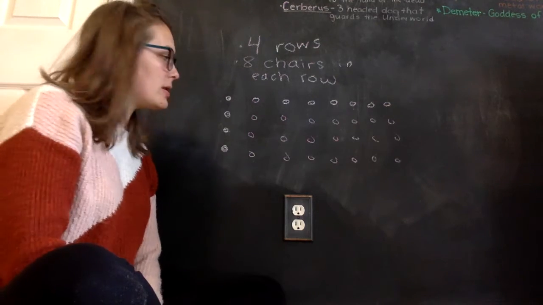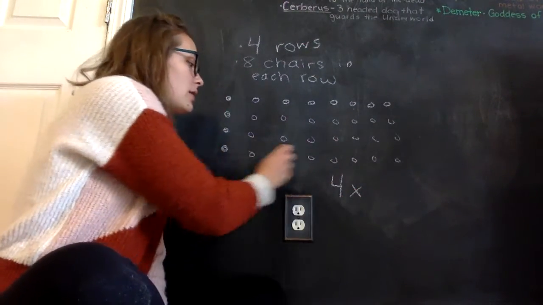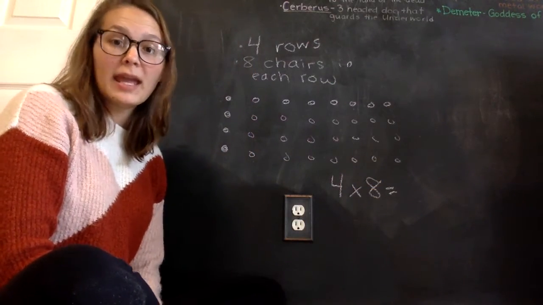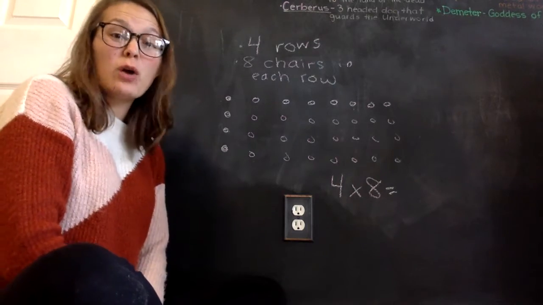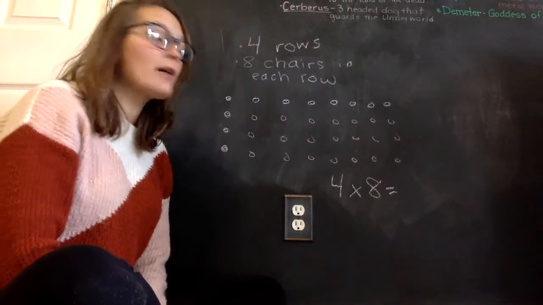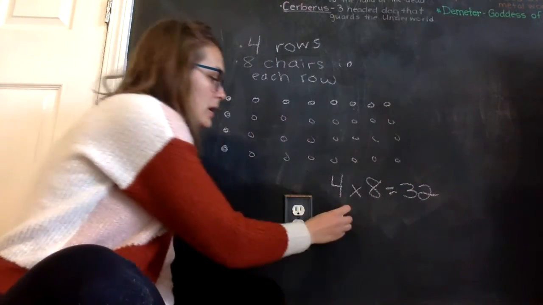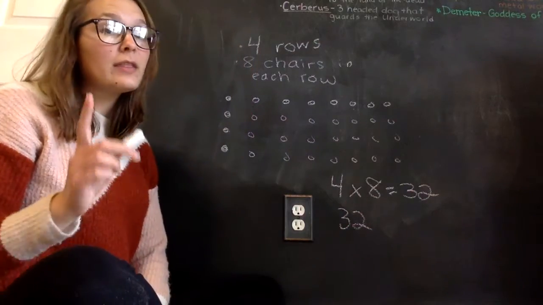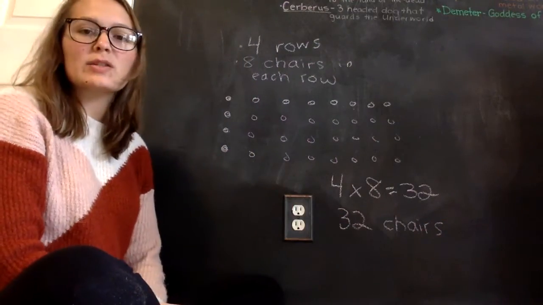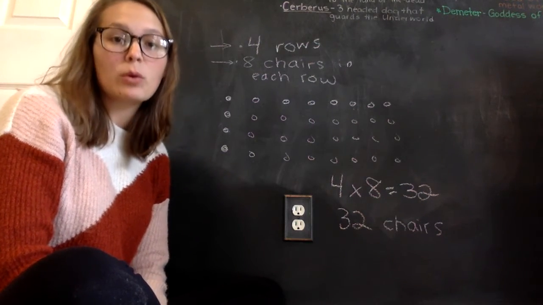What multiplication equation would match this array? The multiplication equation that matches is the number of rows, 4, times the number of chairs in each row, 8. Now you might know what 4 times 8 is off the top of your head, but if you don't, you can skip count by 4s, or you can count each one individually. I know that 4 times 8 is 32. So the solution is 32. Don't forget the unit, chairs. By pulling out the important information at the beginning, we're able to make this story much more manageable.